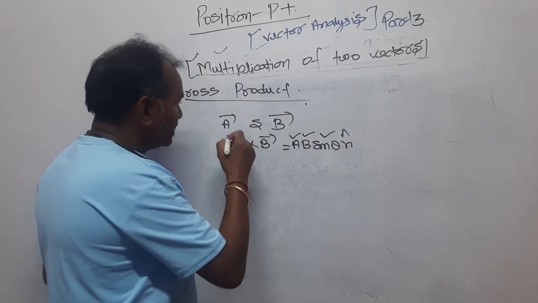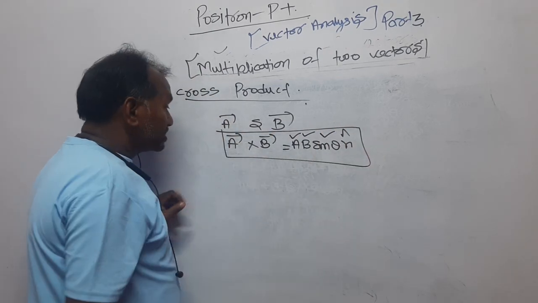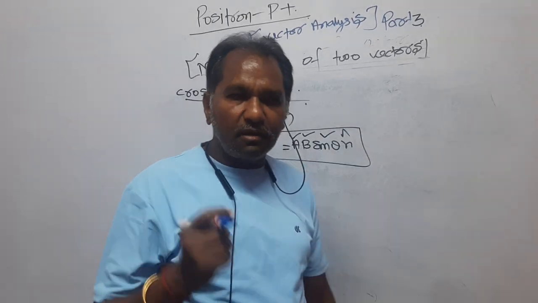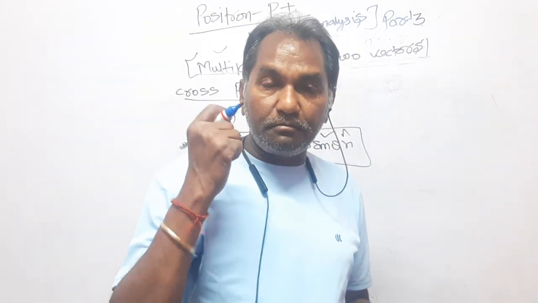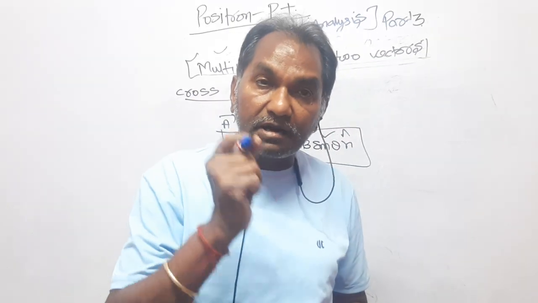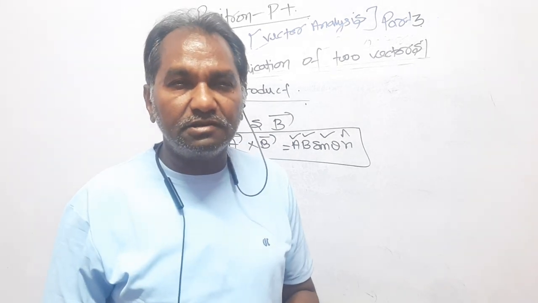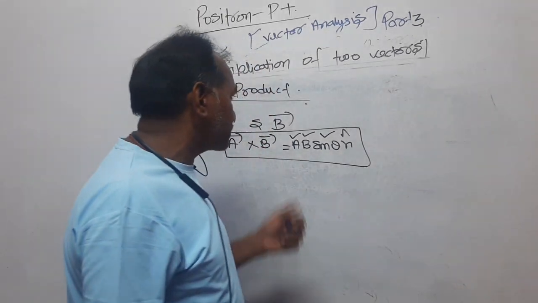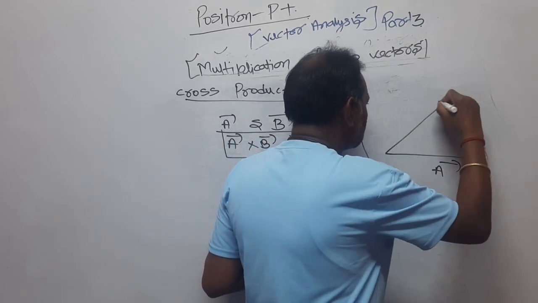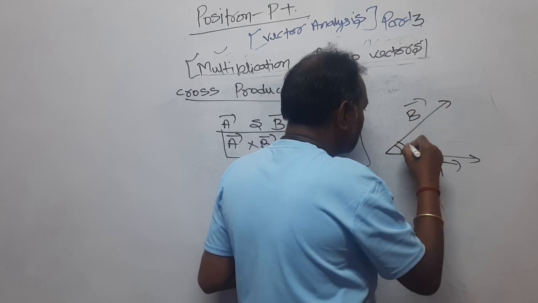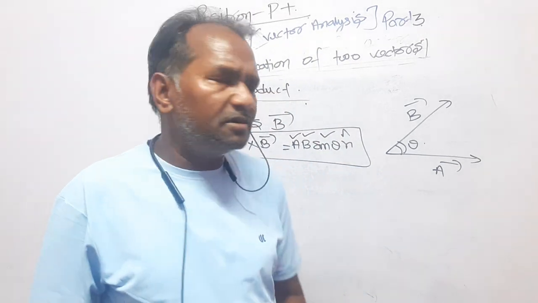Now, dear students, A cross B is equal to AB sin theta n cap. The result of A cross B is a vector. That is why cross product is called the vector product. Because vector A is a vector, vector B is a vector, vector A cross vector B is also a vector, right? So undoubtedly it has a direction. Now, how will you find the direction of vector A cross vector B? Very simply, let this be vector A, and this be vector B, and this is the angle theta. Dear students, if you have to find the direction of vector A cross vector B, you have to do nothing.